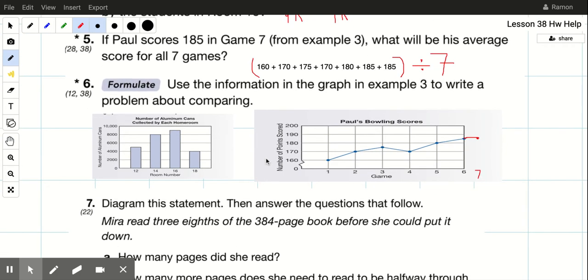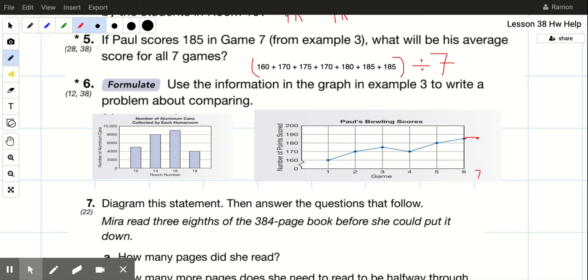For number 6, use the information in the graph in example 3, which is the one about Paul's bowling scores, to write a problem about comparing. So this is really going to be up to you, but if we're comparing the values, you could say: how much more did Paul score in game 6 compared to game 1? What was the total change in the score from the second game to the fourth game?